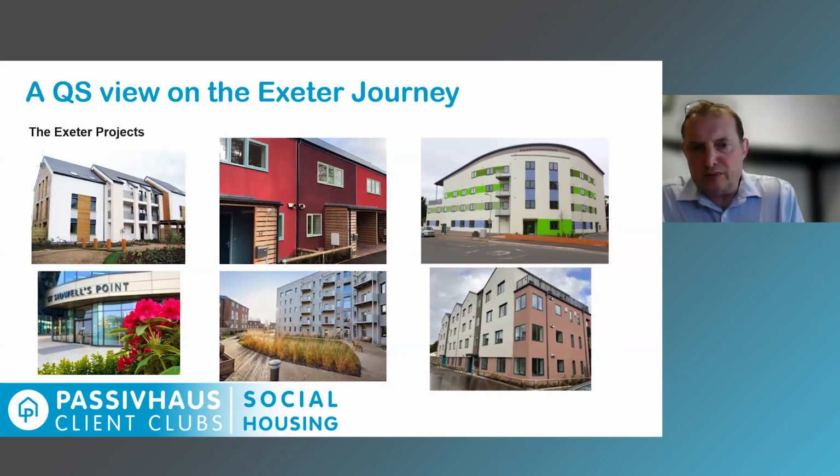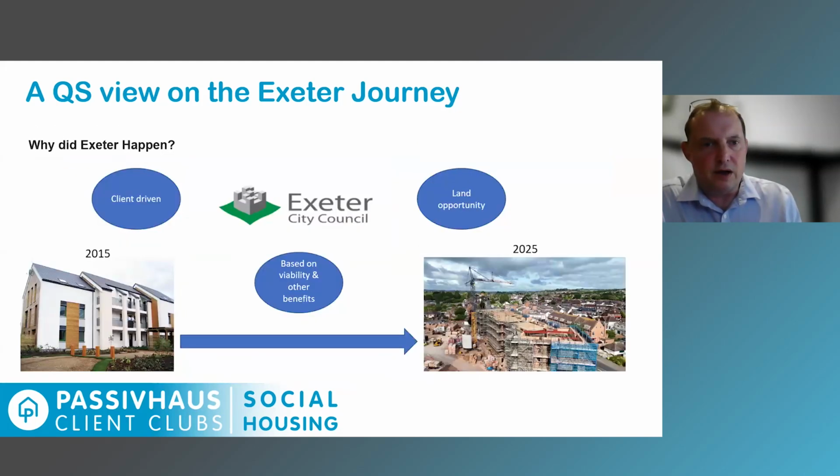Middle bottom is Edwards Court, which is an extra care scheme, and the one on the bottom right is Hammond Gardens. So that's another 20 odd unit apartment build. So Exeter has been on a journey. There are more schemes than this, but it gives an impression of what type of scheme that we have provided.